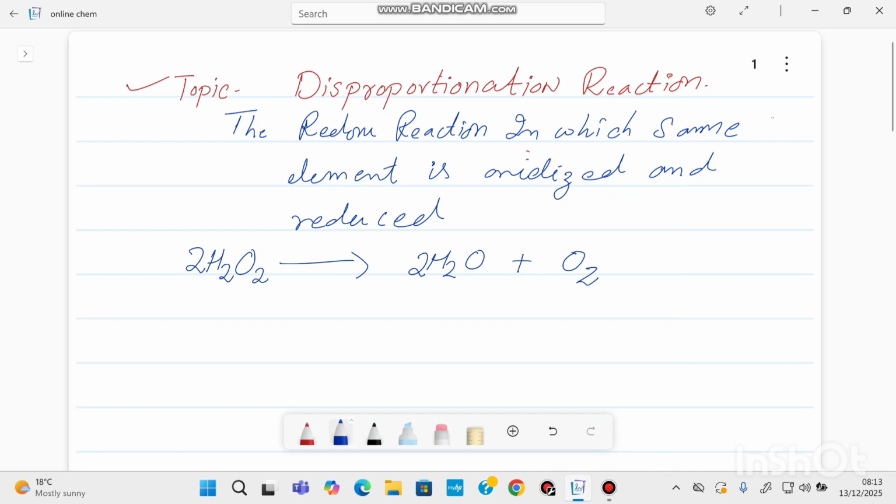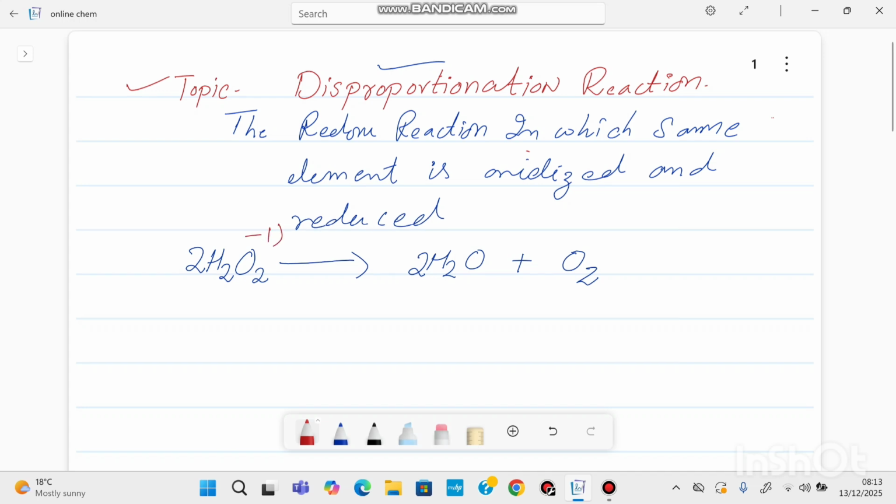Now, what is the next step we will use here to see which element in this hydrogen peroxide is oxidized and reduced at the same time? To do this, we will first try to assign the oxidation state to each and every element in this reaction, and then we will see what happens.